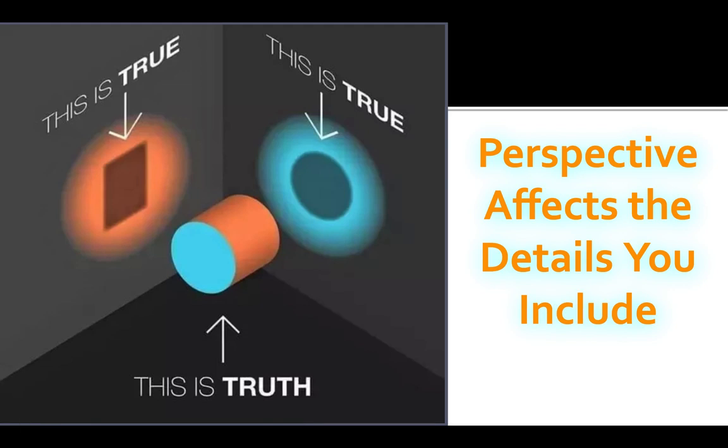Today, I want to talk about how perspective affects the details you include in a story. If you look at this picture here, you'll notice that if someone stands right there where A is, when they look at that object, they're going to see the blue circle and a blue shadow with a circle in it. But if person B stands and looks at the exact same object, they are going to see the orange and a square shadow.